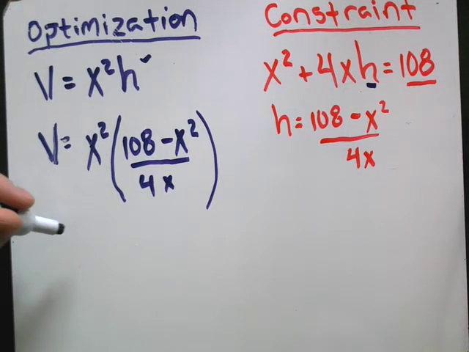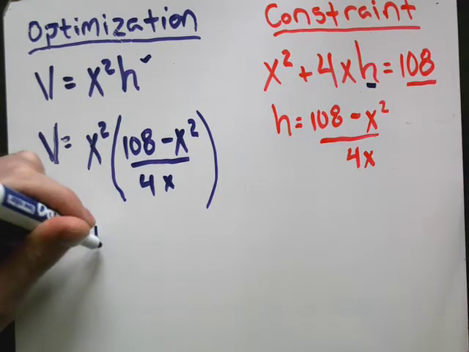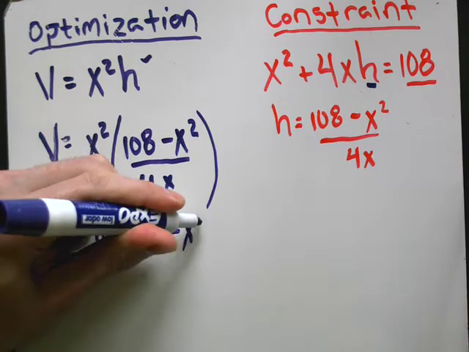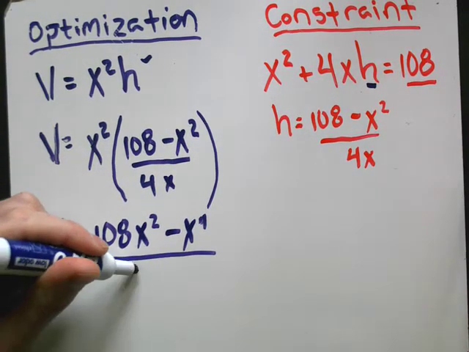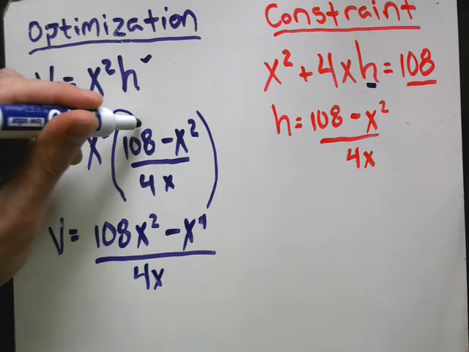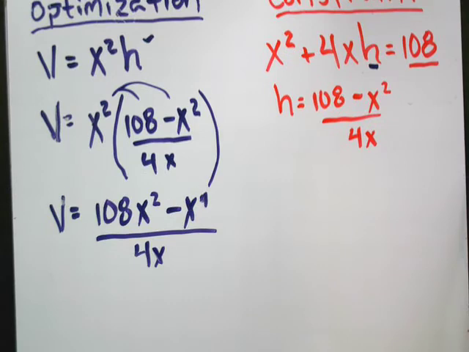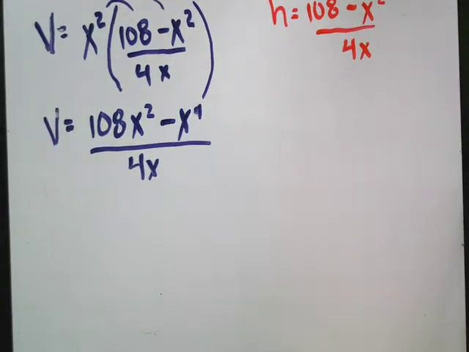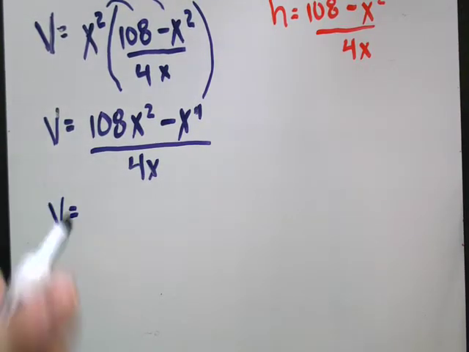Before we do that, though, let's simplify this. So we're going to say volume is equal to 108 x squared minus x to the fourth, all over 4x. Okay, so all I did was distribute this x squared to the numerator. So we haven't taken the derivative yet. All we've been doing is simplifying it. At this point, we can probably still simplify this even more before we start taking the derivative to help ourselves.